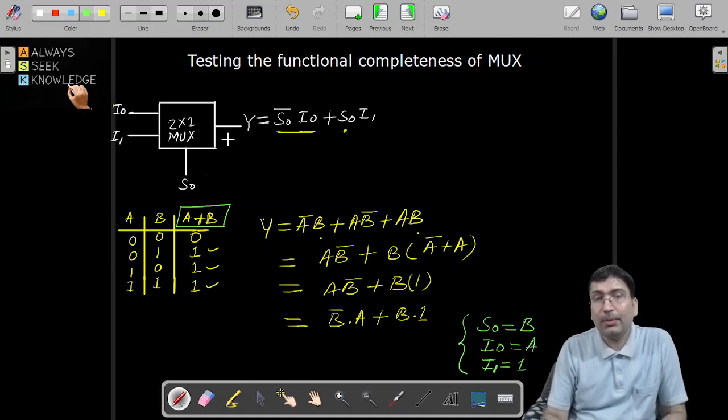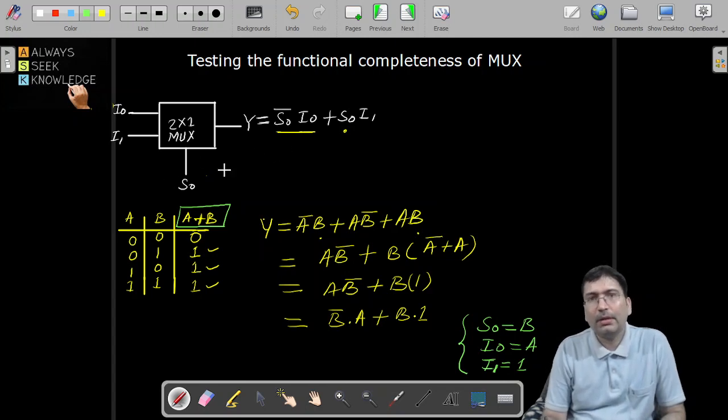It is capable of generating complement, it is capable of generating AND, and it is also capable of generating the OR operation, right? So we can utilize the mux for realizing any kind of circuit. We will solve a few problems in the coming lectures. Thank you.